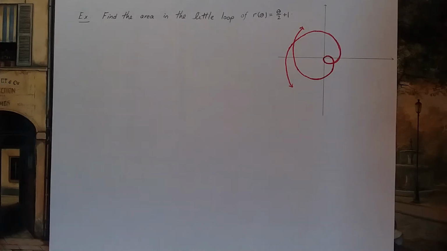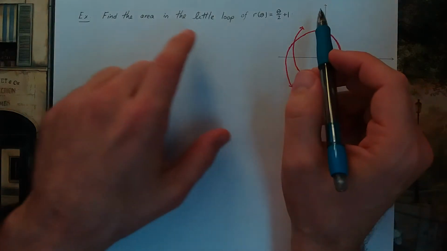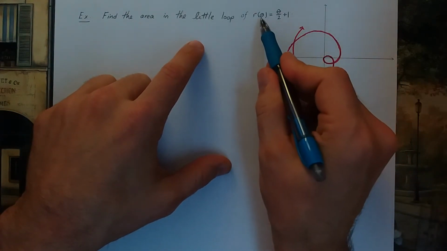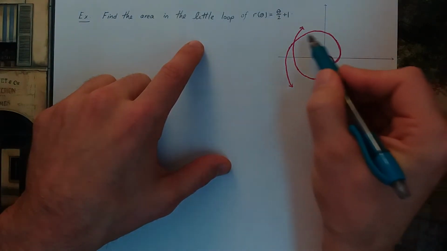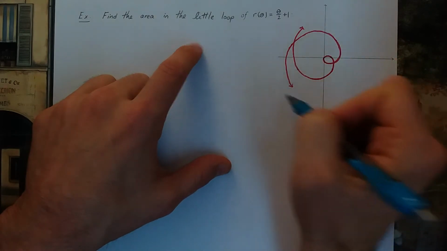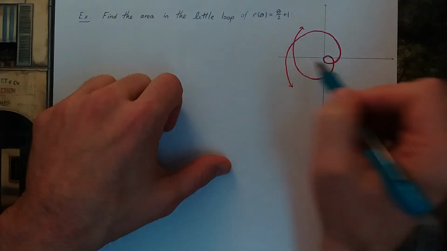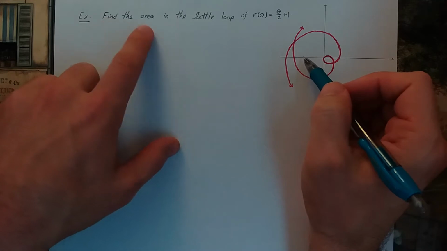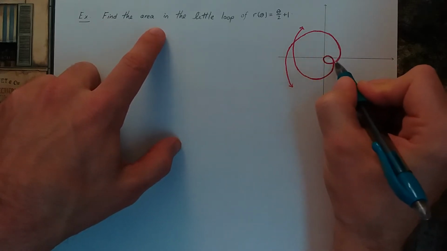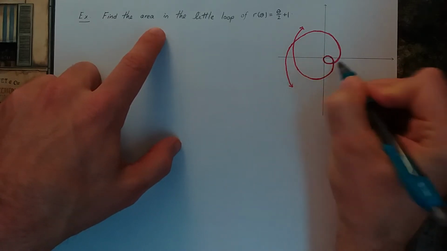Here's an example of finding areas in polar equations. So I've graphed a polar equation, r of theta is theta over 2 plus 1. The graph looked like this. I just plotted a bunch of points and figured out what was happening. And my question is, find the area enclosed in this little loop here.